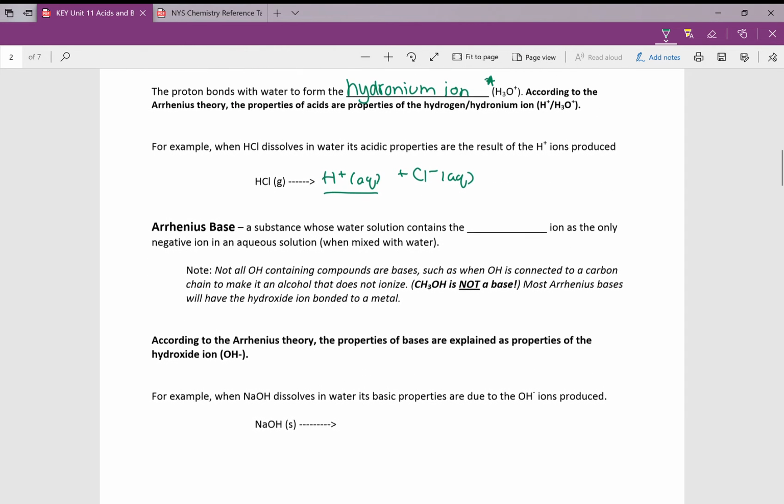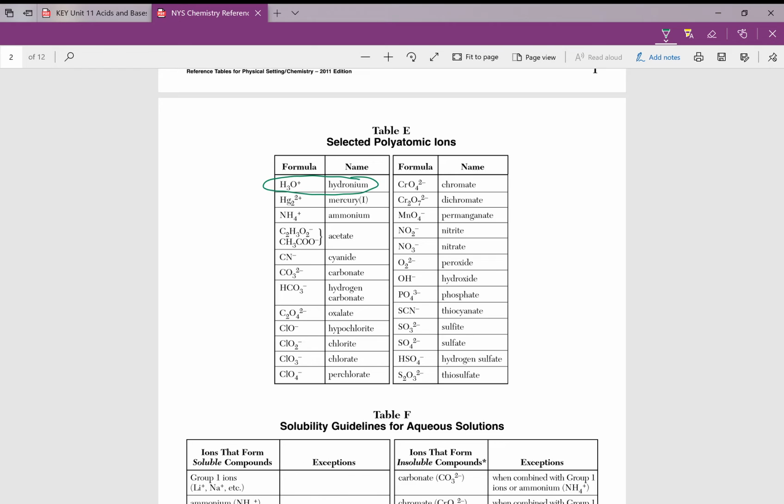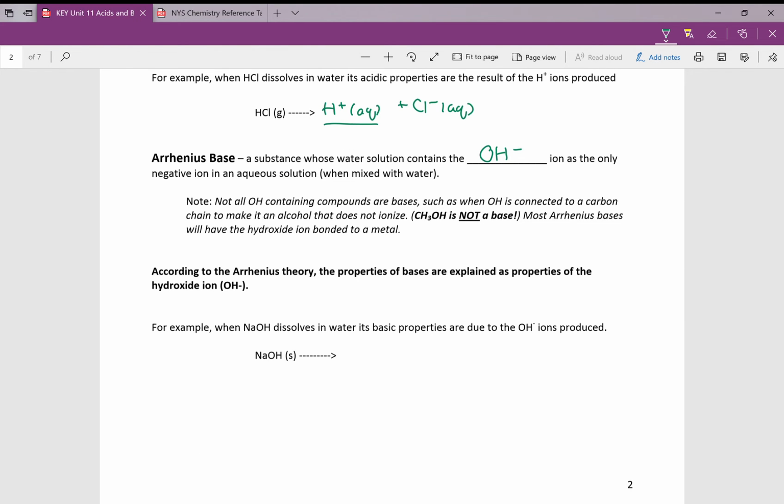Arrhenius bases is a little bit different. This is a substance whose water solution contains the hydroxide ion, OH-. Again, that hydroxide ion is also on table E, so you don't mix them up, which is pretty common, especially when you're doing an assessment. So hydroxide's right here. Now, the thing you have to be careful for is this is a hydroxide ion, so it's going to be when you have a metal attached to it. So you will have your metal ion plus your hydroxide ion. Or there are some exceptions. You could have something like the ammonium ion or something that makes it an ionic compound. So you want an ionic compound.